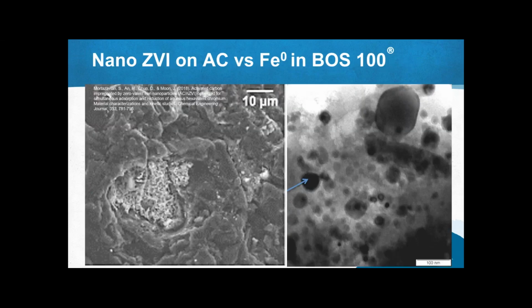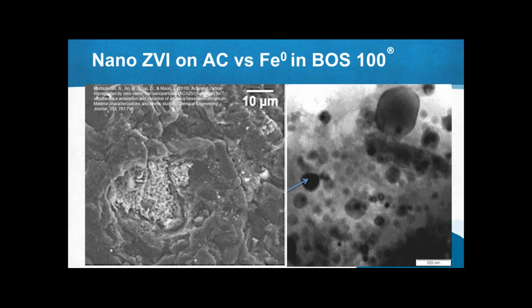Now I have two pictures here. The picture on the left is nanoscale ZVI and activated carbon. And this is probably the very best mixture of ZVI and activated carbon that you can get. And this is where you would ball mill the activated carbon and the iron together.